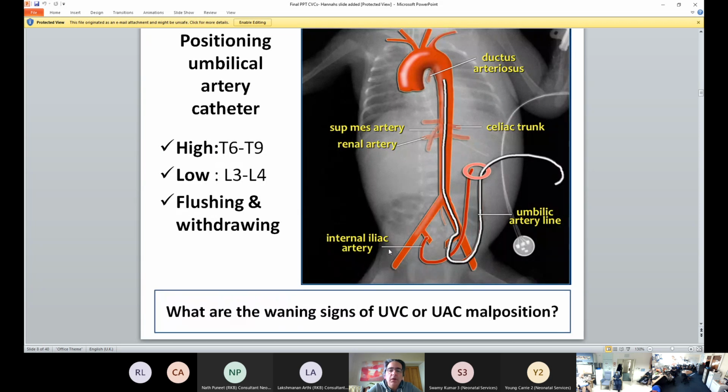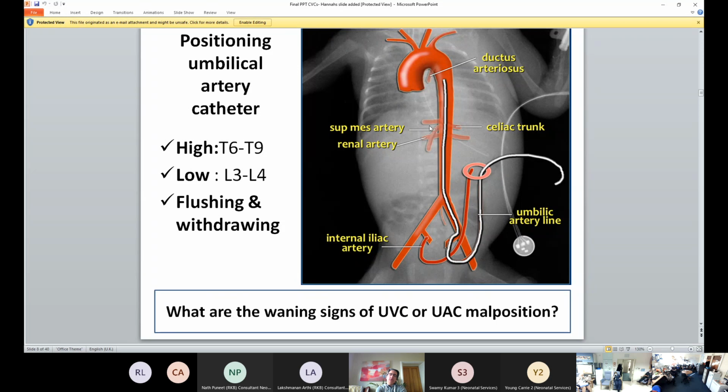For the positioning of the umbilical artery, as we mentioned before, there are two areas we need to avoid. The high position is, we mentioned that this area is T12 to L1. So if we go up between T6 and T9, we will be safe. So the tip will be in a good position. Some people accept it at T10, but the ideal is 6 to 9.